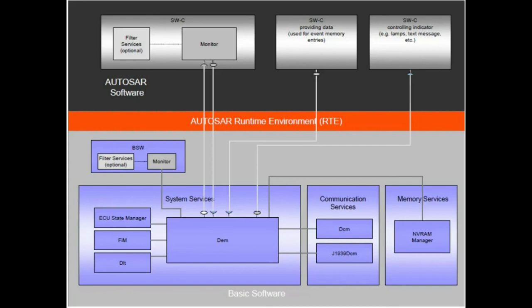So the DEM has some rules to follow to report the error. The rules are debouncing, aging, snapshot sampling, diagnostic interfacing, and NVM storage, and then finally the Function Inhibition Manager. All these things I will explain in my upcoming videos.